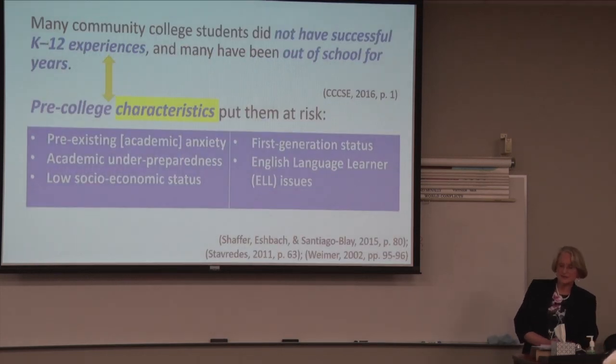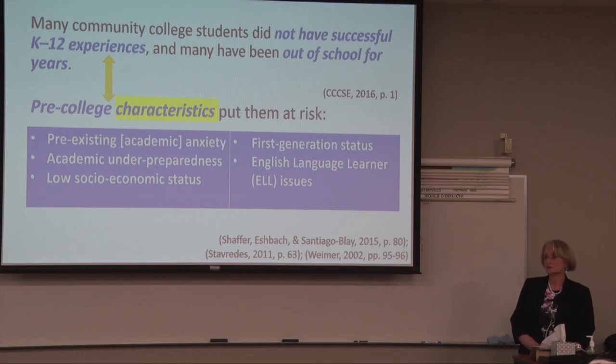Many of our students did not have successful K-12 experiences, and these characteristics follow them to college and put them at risk. They come in with academic anxiety that leads to underpreparedness, or it could be the reverse. Underpreparedness leads to anxiety. Many of our underprepared students live in poverty, are first-generation students, and many are English language learners.